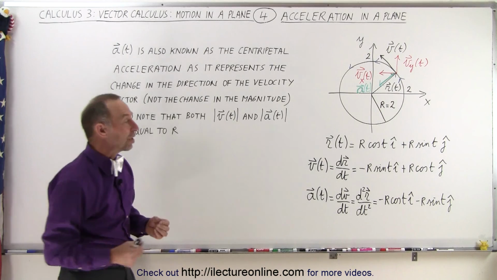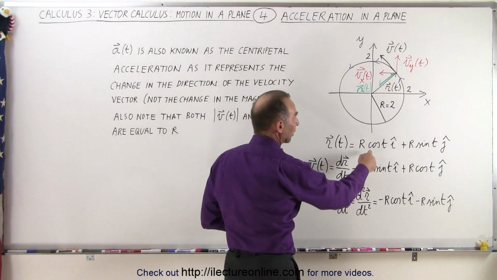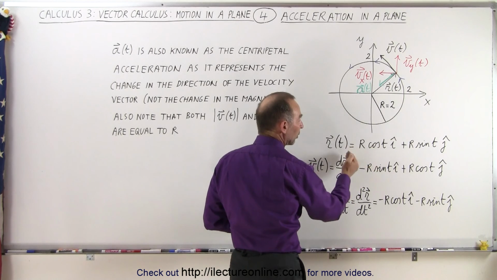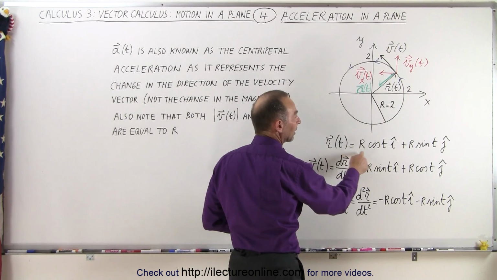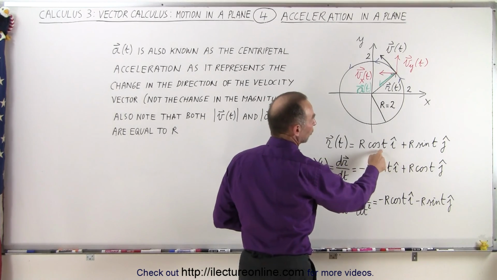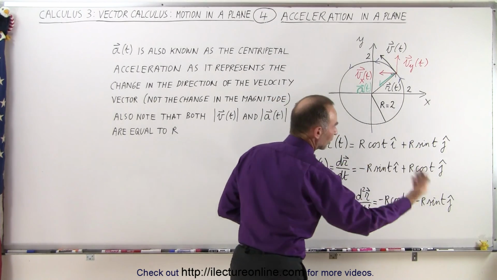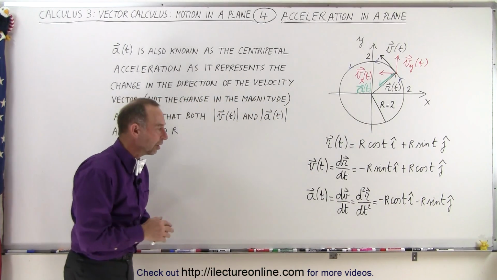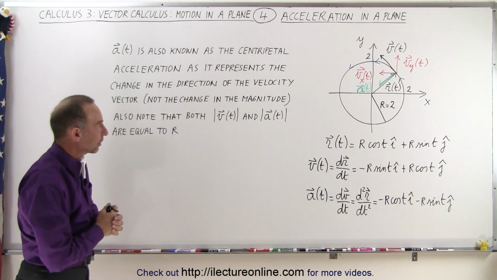Now, notice that in each case, if you find the magnitude of these, the magnitude will be equal to r because we factor out an r, and then we take the square root of the sum of the squares of the two components. Of course, cosine squared plus sine squared is equal to 1, and that's going to be the case for all three vectors: the position, the velocity, and the acceleration vector.